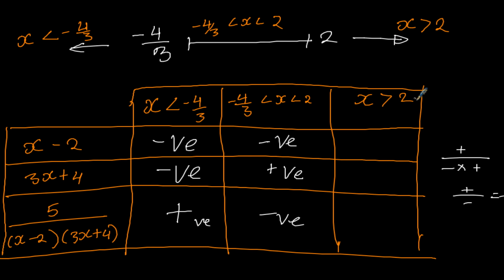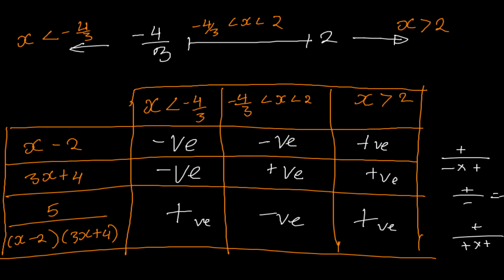And values greater than 2. I can talk about any value beyond 2, but let's not go very far. Let me use a 4. If I put a 4 here, it will give me a positive outcome. If I put a 4 here, it will give me a positive outcome. And so you have a positive divided by a positive times a positive, and our result will be positive.